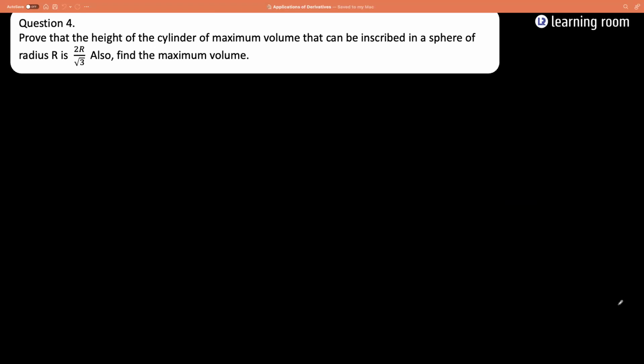I think there's an NCERT problem, right? Prove that the height of the cylinder of maximum volume that can be inscribed in a sphere of radius r is 2r divided by root 3 and find the maximum volume. Do it fast. So choose the right variables, okay?